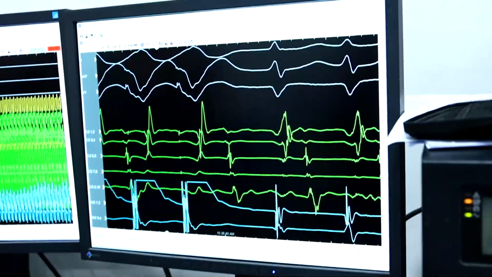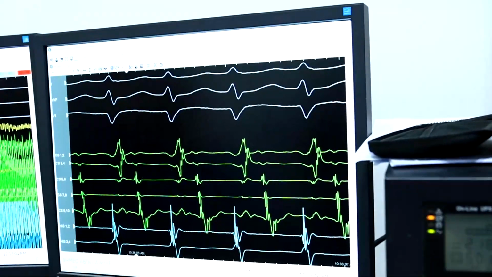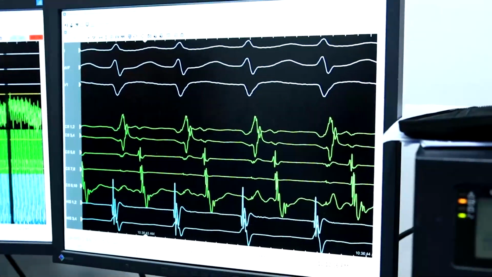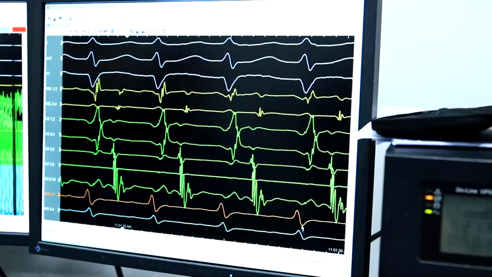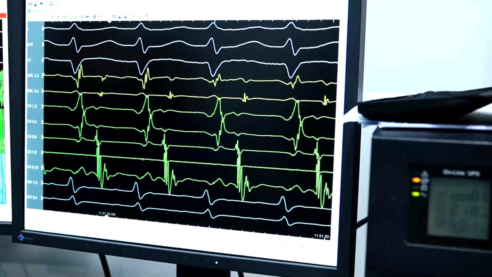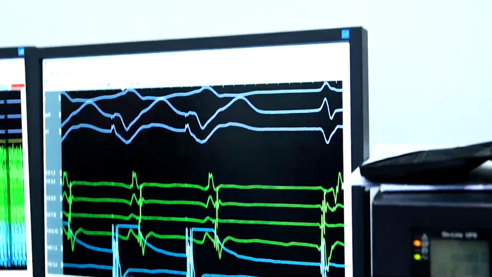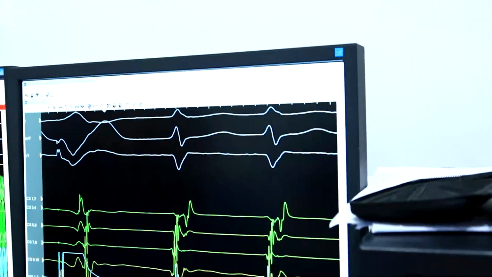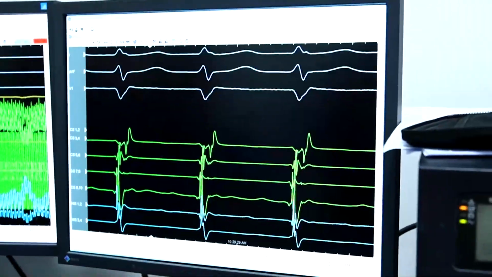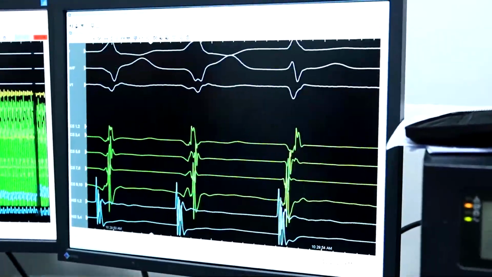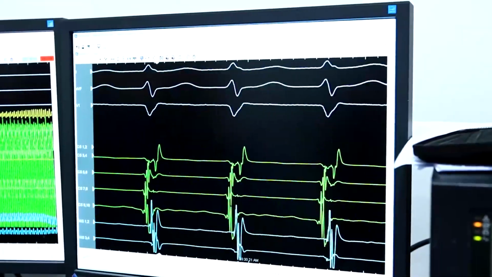Still the tachycardia. Where is the ablation of AVNRT? We ablated the slow pathway successfully. We got very good junctional rhythm, and we could not induce this tachycardia anymore.